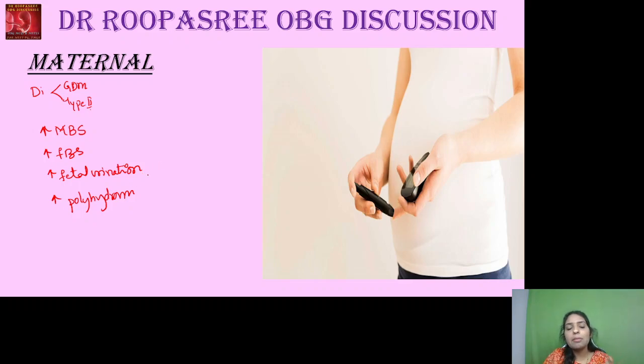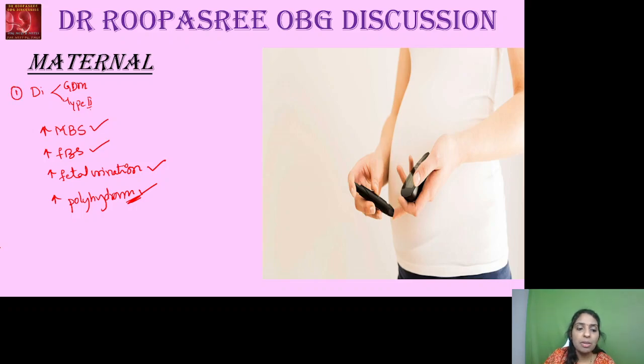If we correct the maternal blood sugar levels, this condition can be terminated. So in diabetes, there are increased maternal blood sugar levels and increased fetal blood sugar levels that lead to excess fetal urine production, and then polyhydramnios.